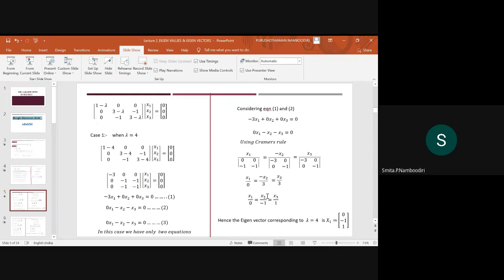Is it clear? Eigenvector? Yeah, okay. Yeah, Surajit, you have doubt? Huh? Yeah, Surajit.